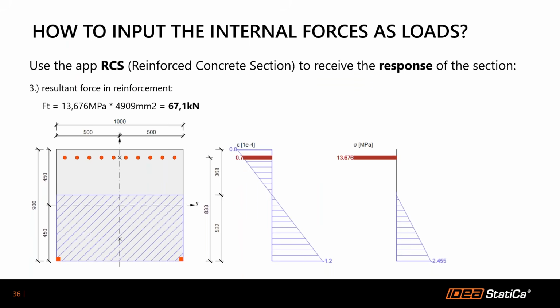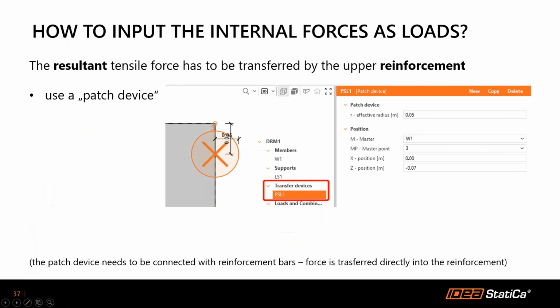And similarly, I will input triangular loading onto concrete to input the forces into concrete that came from the combination of normal force and bending moment. How do I input a point force into reinforcement so it is transferred directly into the reinforcement in detail? There is a way using a patch device or a patch load.